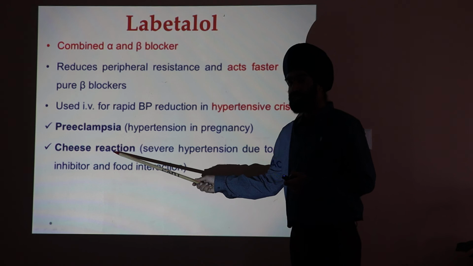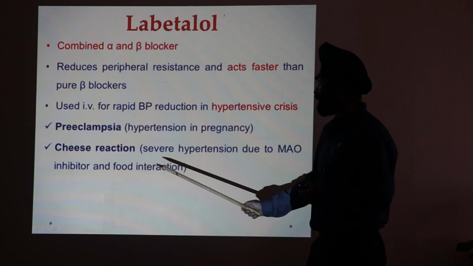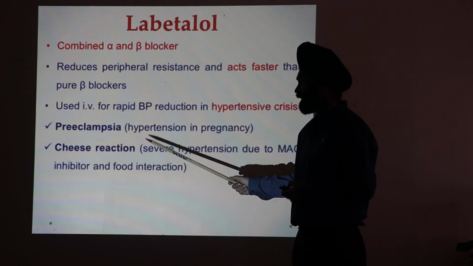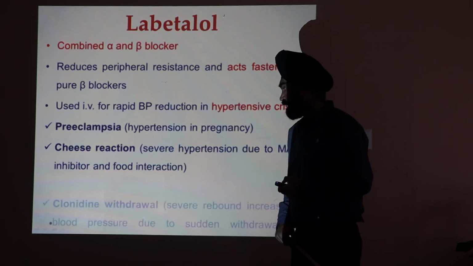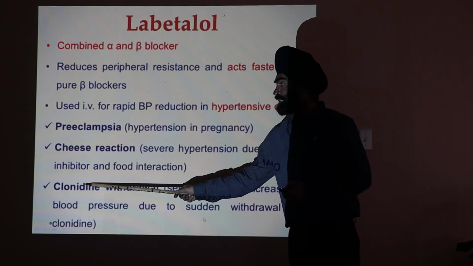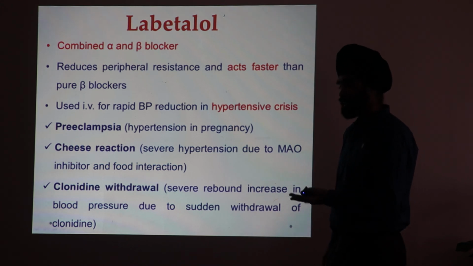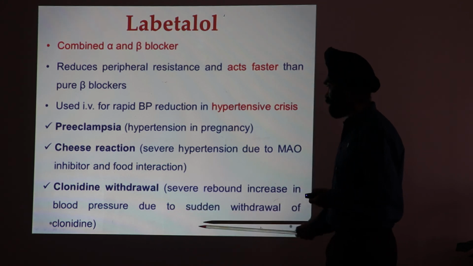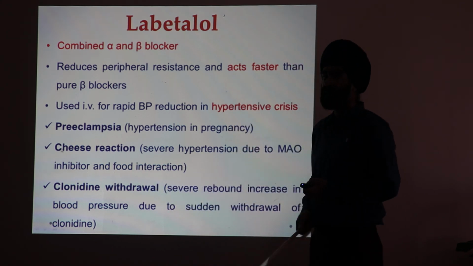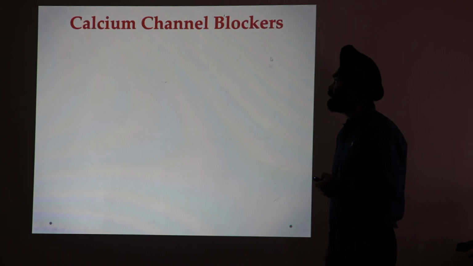Cheese reaction. This is a drug interaction which happens when the person is taking MAO inhibitors, which are used as antidepressants, and the person is taking some food like cheese. There is an alarming rise in blood pressure in that condition. Then clonidine withdrawal. Clonidine is an antihypertensive drug. You are giving clonidine for a long period of time, and then you suddenly withdraw it. Then there is an abrupt rise in blood pressure. Severe rebound increase in blood pressure due to the sudden withdrawal of clonidine. In that condition, you can give labetalol. That means whenever there is a hypertensive crisis or hypertensive emergencies.